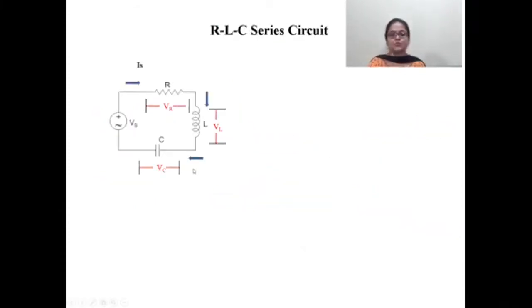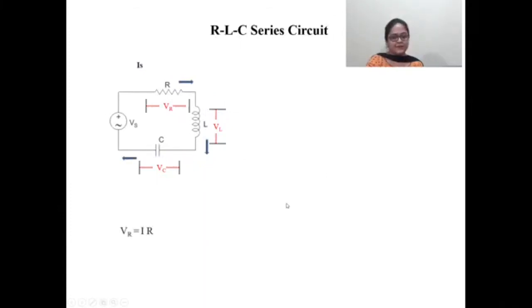Okay, let us now move towards the RLC series circuit, where the resistance, inductance and capacitance, all three elements are connected in series across a voltage source Vs. Also, the current flowing across all these elements is the same, that is Is. Let us denote VR as the voltage across the resistor, VL as the voltage across the inductor and VC as the voltage across the capacitor. In this way, the current flows.